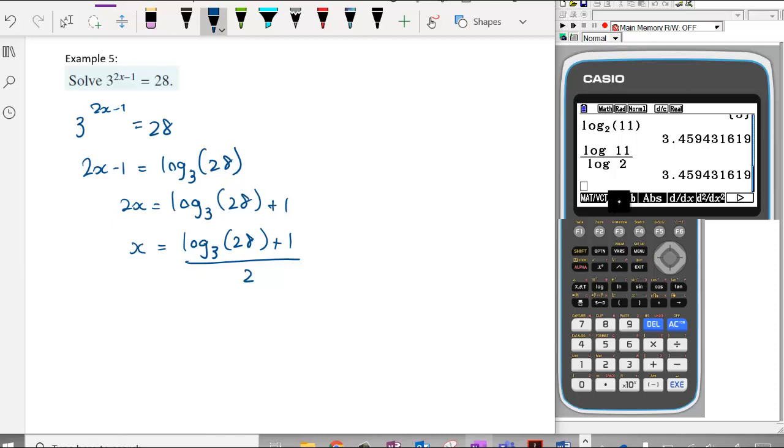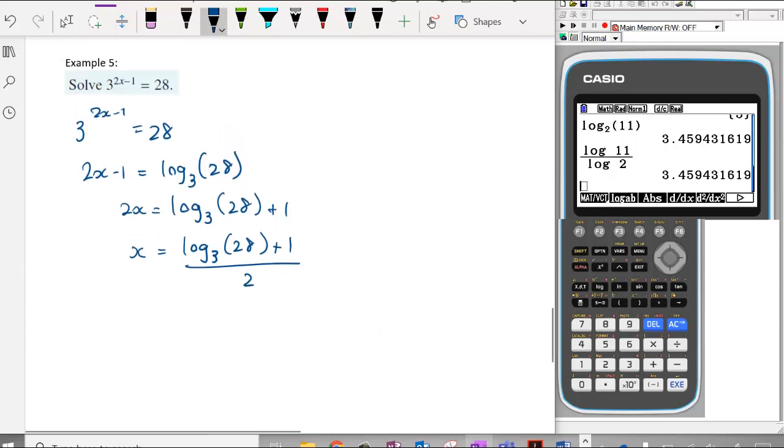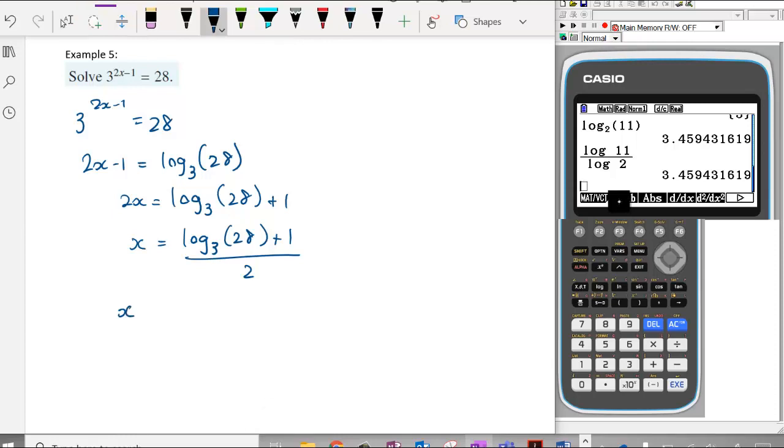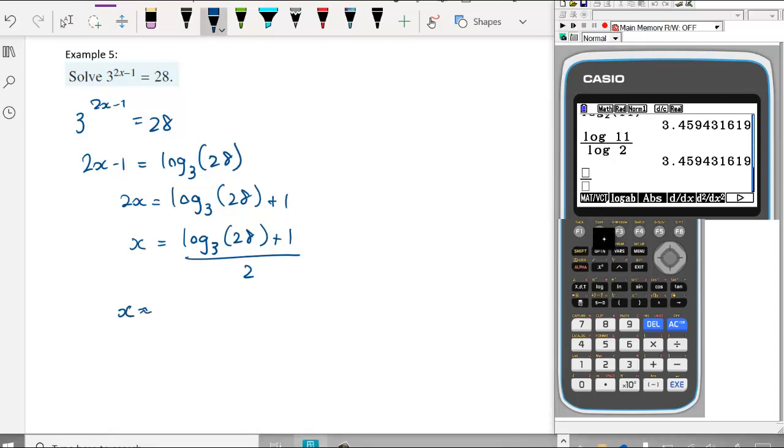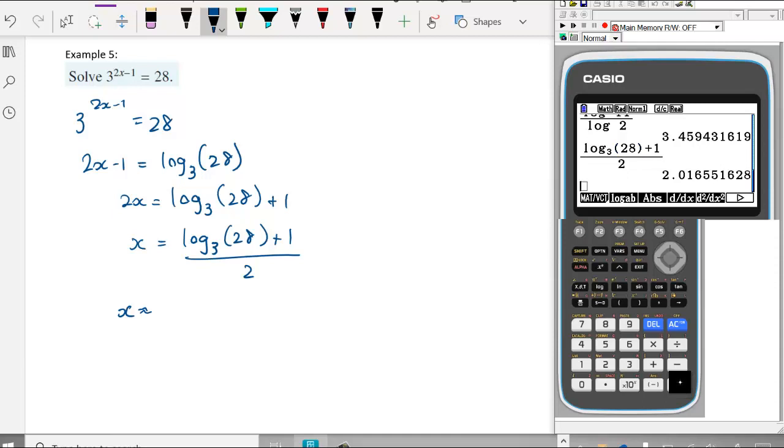Now, I'd be inclined to leave that as my answer, but if you want the decimal form, we can type that into our calculator, and we have log base 3 of 28 plus 1 divided by 2, and we've got an approximate answer of 2.02.